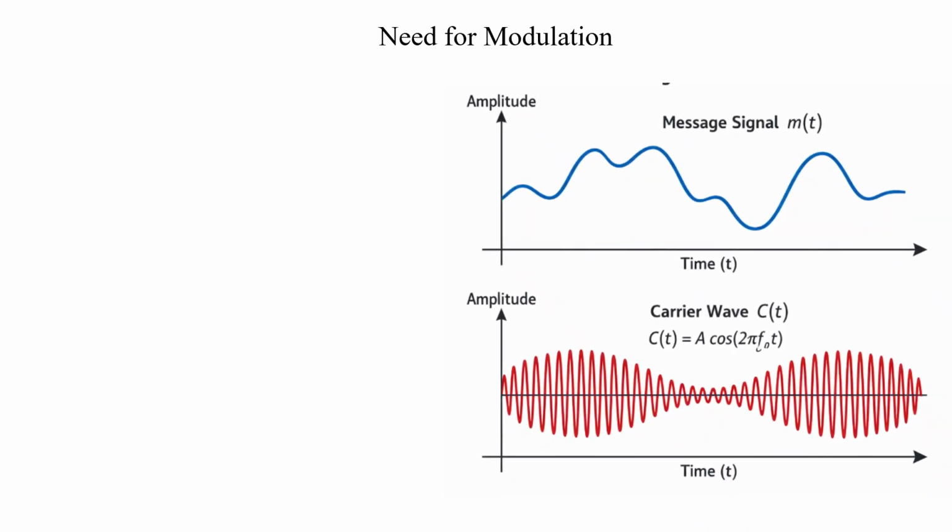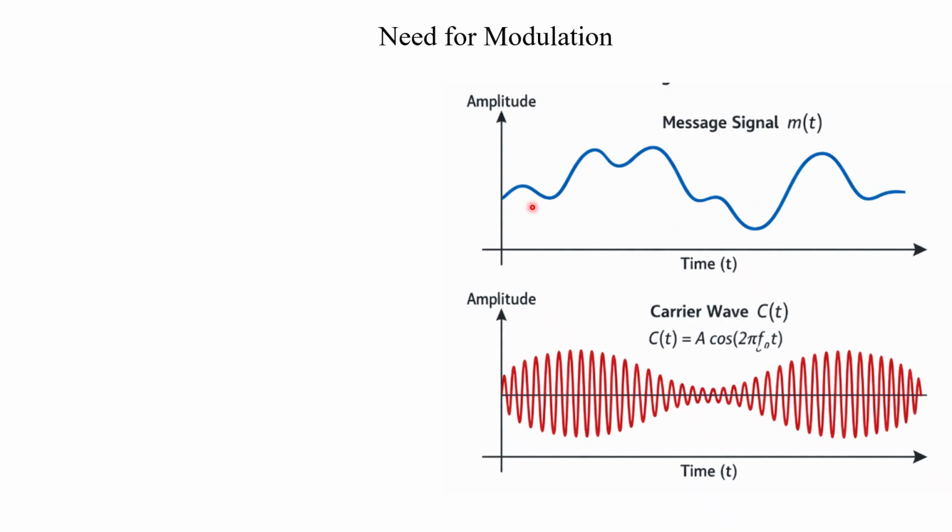So the first question is: what is modulation and why exactly are we talking about it? Suppose here is a signal. This signal is your m of t, that is called the message signal. Whatever sound wave I am generating currently while speaking is also considered a message signal, because this information contains some message.